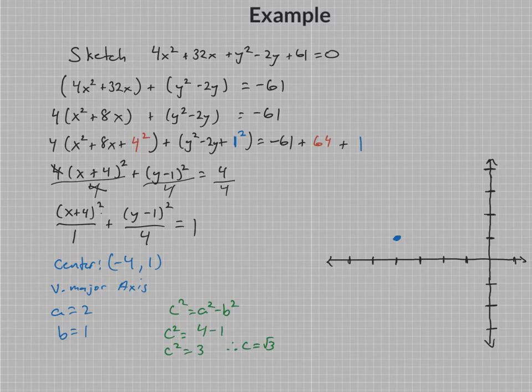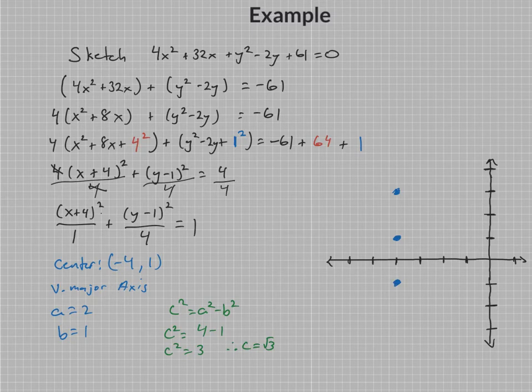The distance from the center point to each vertex is 2 units. Since this has a vertical major axis, I'm going to go 2 units up. So there's a vertex. And I'm going to go 2 units down. So there's that vertex.